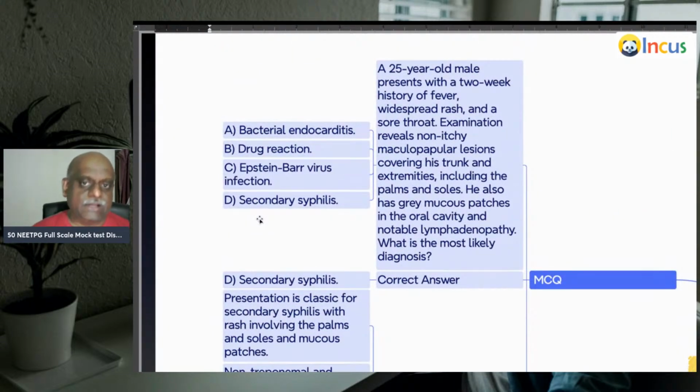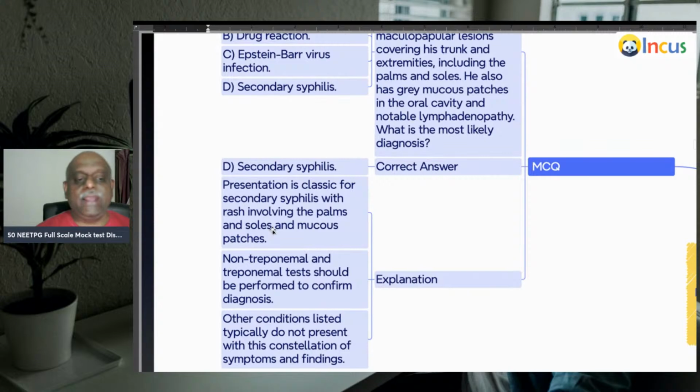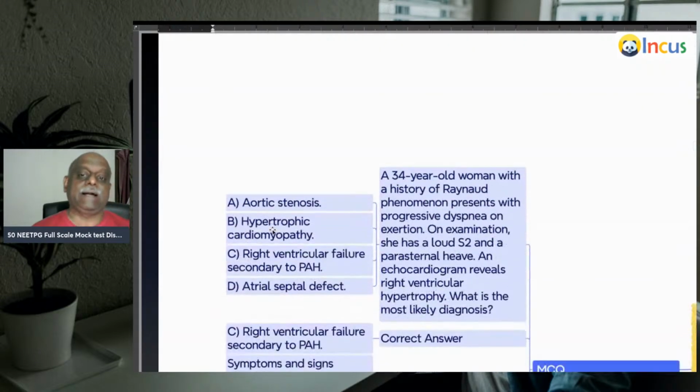A 25-year-old, widespread rash, non-itchy maculopapular lesions. So gray mucus patches, that is all the classical feature of secondary syphilis, with the rash involving palms, soles, and mucous membrane is what you need to remember.